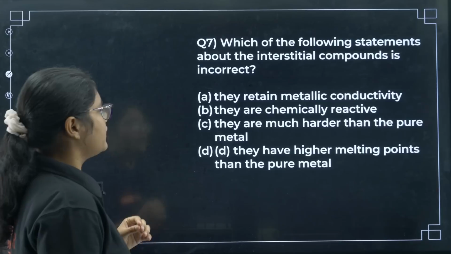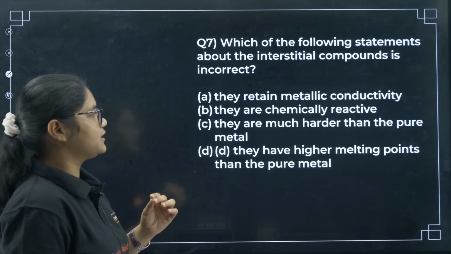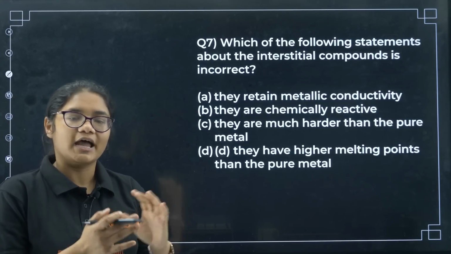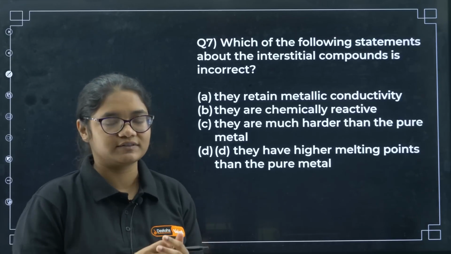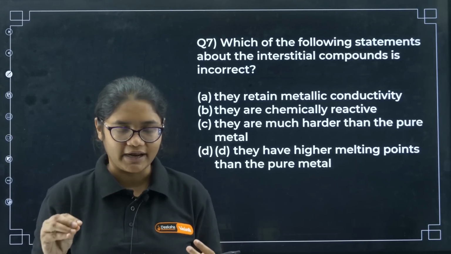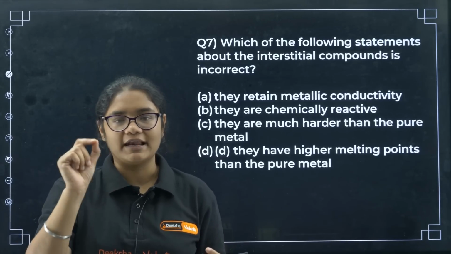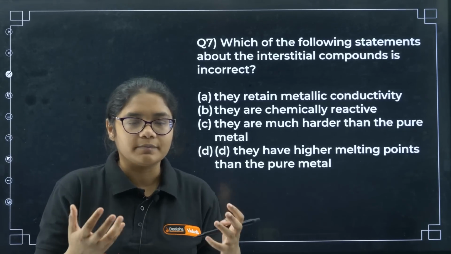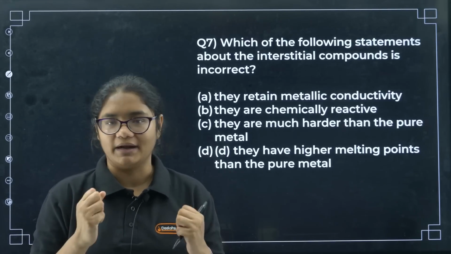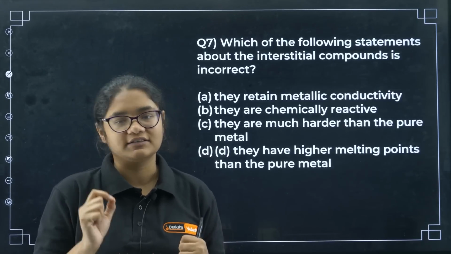Next, which of the following statements about the interstitial compounds is incorrect? So if you remember what interstitial compounds are, I have already discussed this in the master stroke series as well. So when the compound is formed, there are some gaps in between, right? In the gaps, small elements like hydrogen, carbon, nitrogen occupy the voids and improve the properties of the metal. So these are called your interstitial compounds.